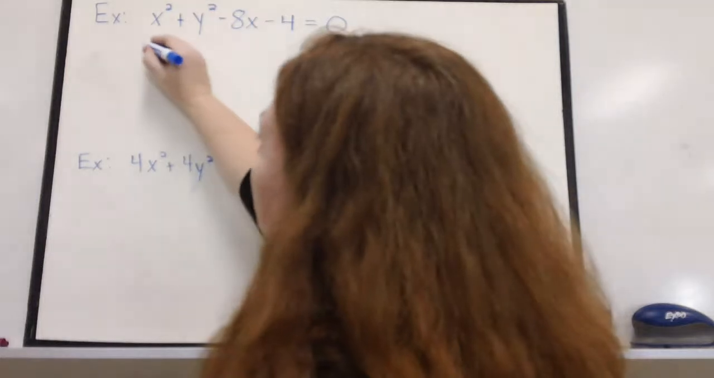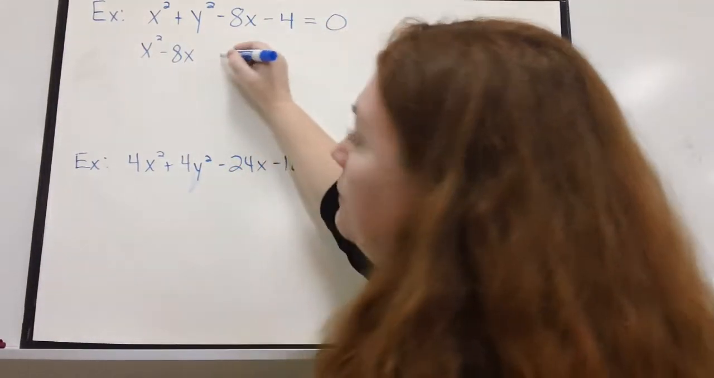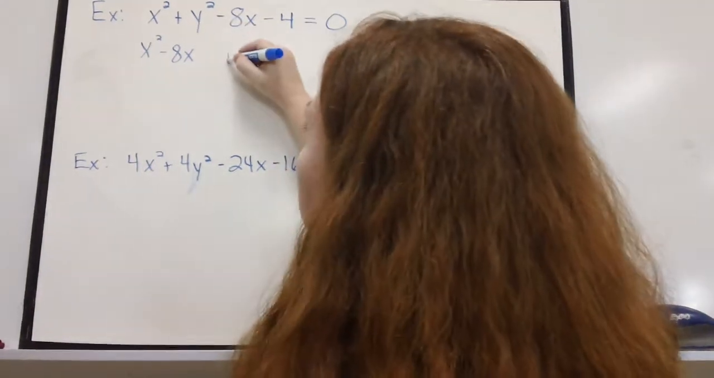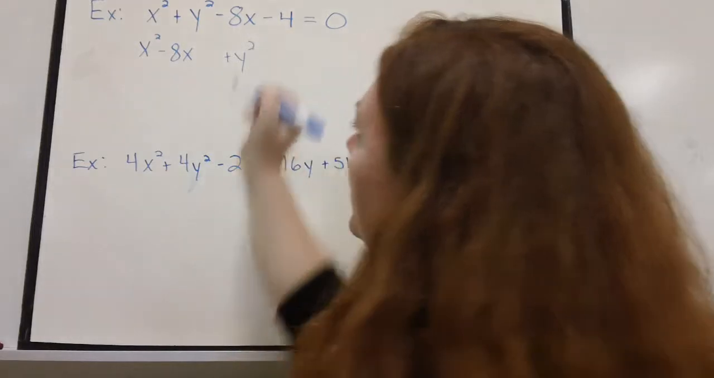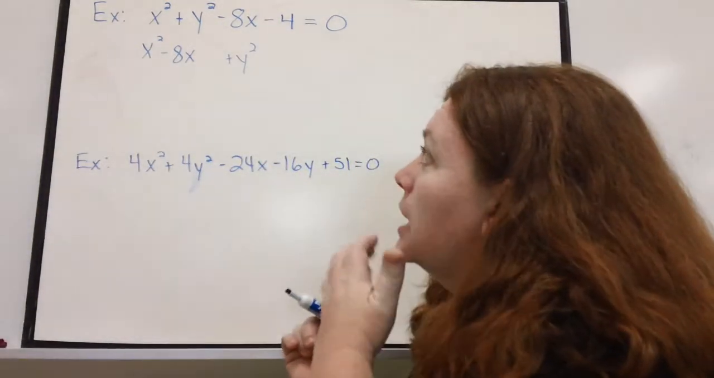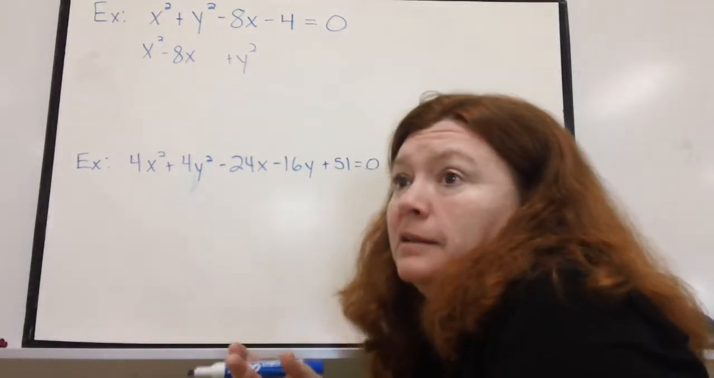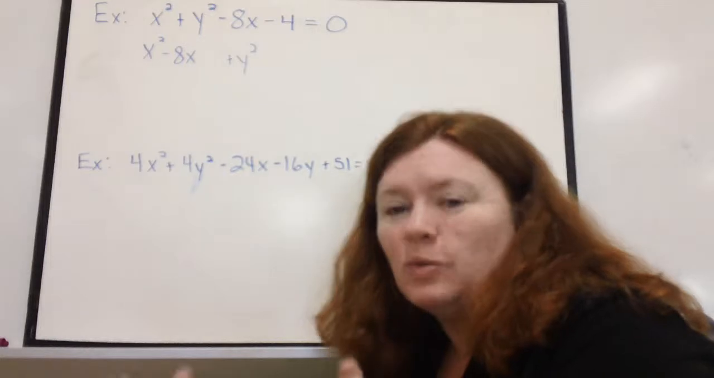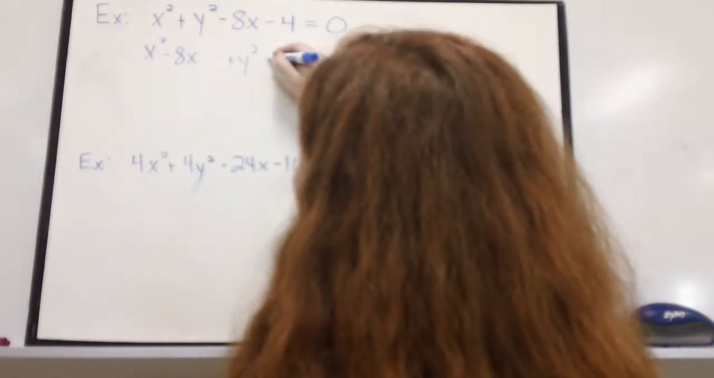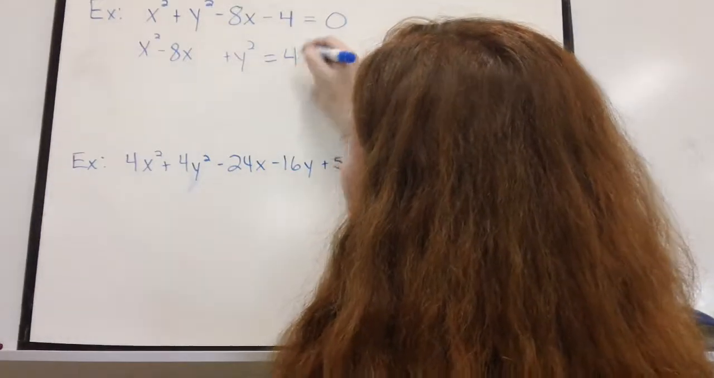So I have an x squared, I have a minus 8x, and I'm going to leave a little space for me when I need to add something to both sides. I have a y squared, and I don't have a y. So that means I guess I don't have to complete the square for the y. I would only do that if I have a y squared and a y. So I'll leave that alone. I don't even need to leave a space now. And I'm going to add 4 to both sides.